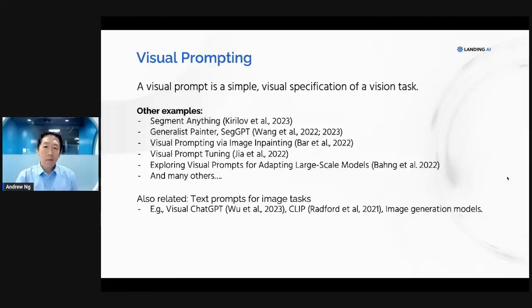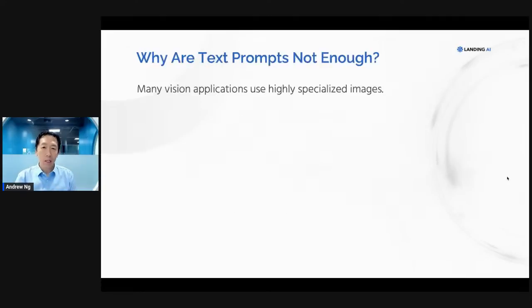I also want to mention that there is a related idea of using text prompts for image tasks, such as Visual ChatGPT and the CLIP model. Actually, my team spent a lot of time playing with that, as well as the image generation models like DALL-E, Midjourney, and Stable Diffusion, where you input the text prompt and get out an image.